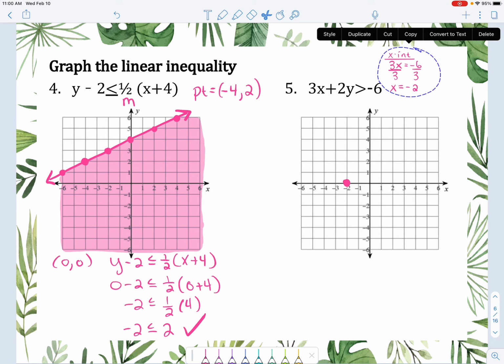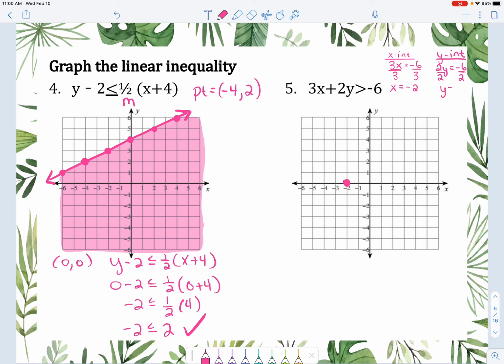I'm going to move this a little bit to the side so I can find the y-intercept. If I want to find the y-intercept, I plug in a 0 for the x. That's going to leave me with 2y equals -6. Again, I'm just changing it to an equation for right now to find the points. That's going to give me a y-intercept at -3. So here's my y-intercept.